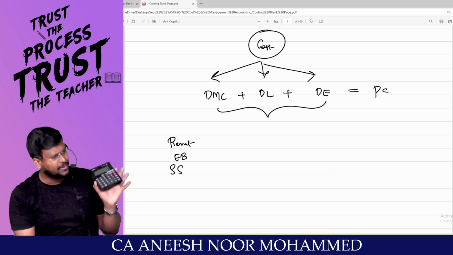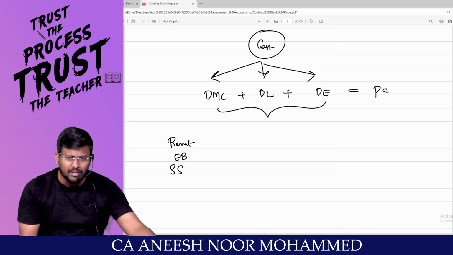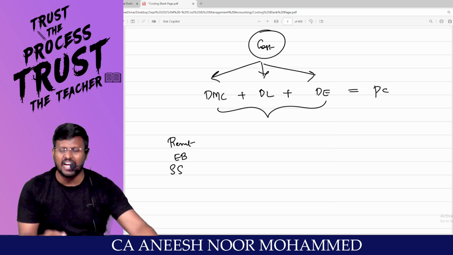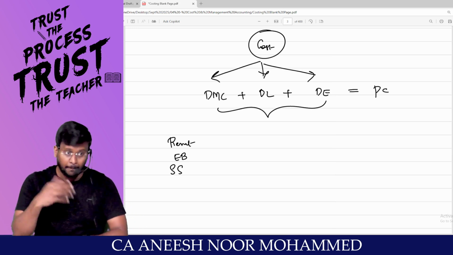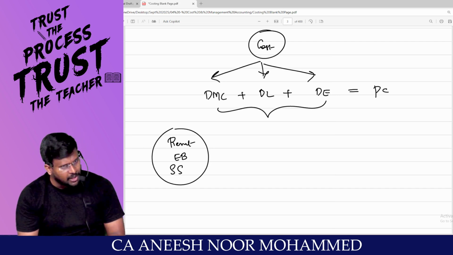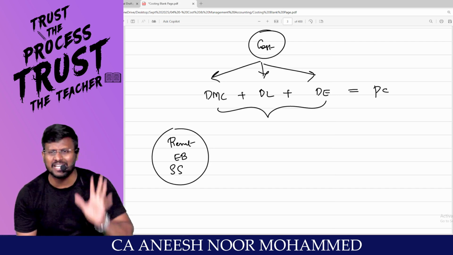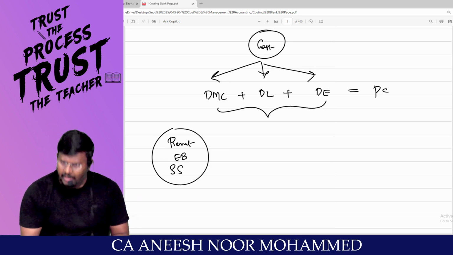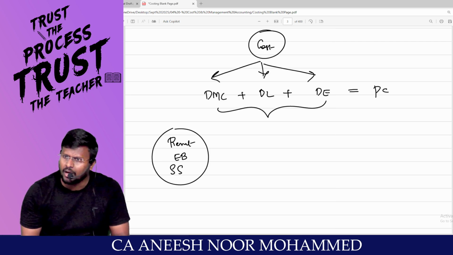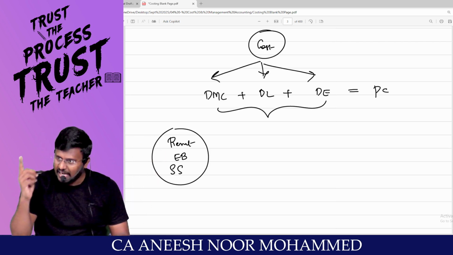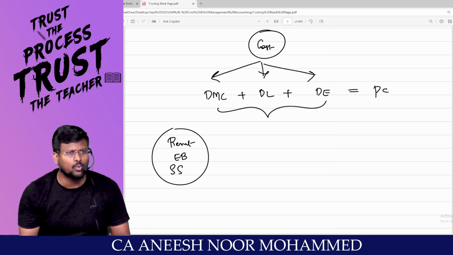So I will be incurring direct material consumed, direct labor, direct expenses. I will get the direct cost. But the factory rent, the factory electricity bill, the factory supervisor salary cannot be determined on a per unit basis. Correct? Is rent based upon per unit? Is supervisor salary based upon per unit? Are electricity bills based upon per unit?